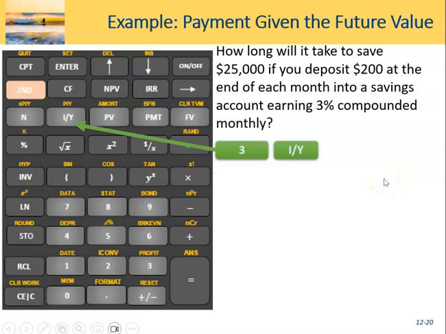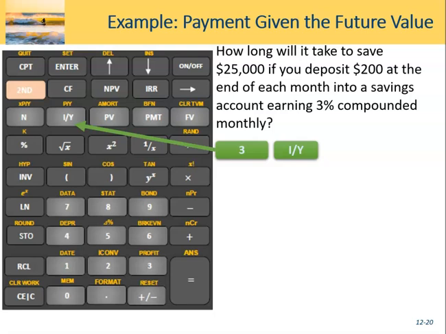How long will it take to save $25,000 if you deposit $200 at the end of each month into a savings account, earning 3% compounded monthly? Again, at the end of each month, so that makes it an ordinary annuity. The fact that it is being deposited at the end of each month and it's being compounded monthly also makes it a simple annuity as opposed to a general annuity.